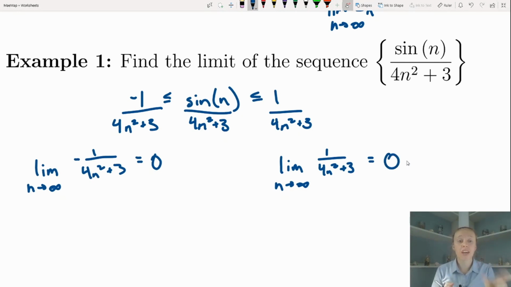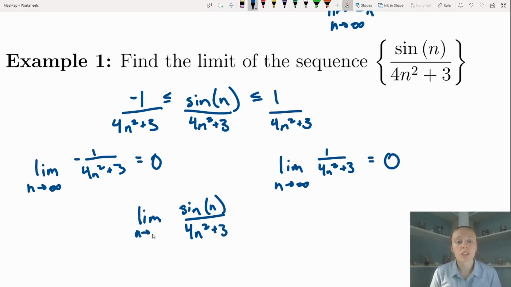So because the limit of a sub n equals the limit of c sub n as n approaches infinity, that means that the limit of my b sub n, my sine of n over 4n squared plus 3, as n approaches infinity, must also equal 0.